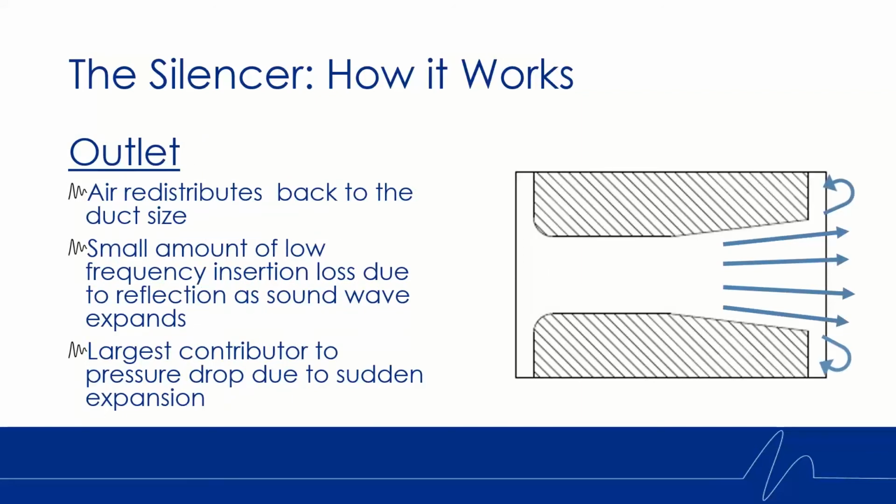And lastly, we have the outlet. This is where the air redistributes back to the size of the duct. There's a small amount of low frequency attenuation here, just as the air redistributes back to the size of the duct. But this is where we're going to see most of the pressure drop. So that's why you can see the slight taper at the end of the baffle there. That's the pressure regain tail. It reduces the amount of pressure drop the system can experience due to the silencer.